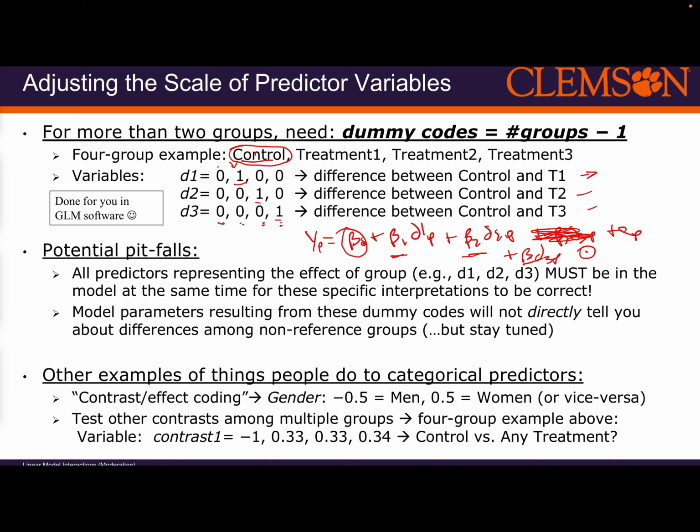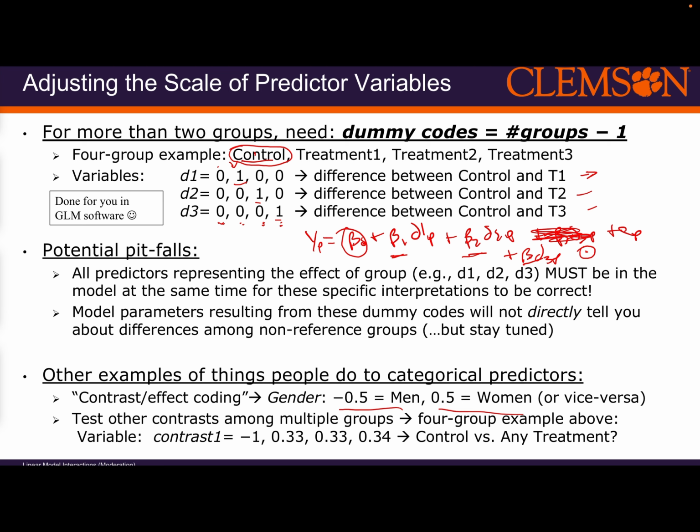So, for instance, we could have chosen to assign our gender variable a negative 0.5 for men and a positive 0.5 for women, or vice versa. That type of coding system is sometimes called contrast or effect coding. And it has ramifications for how we interpret the regression coefficients, but I'll leave that for right now.